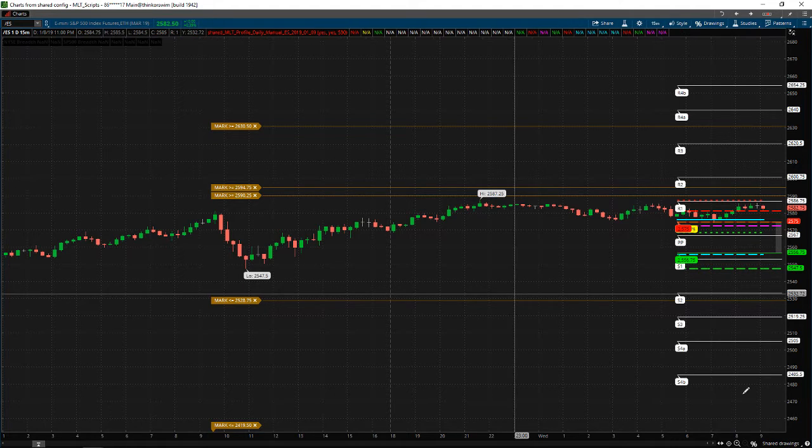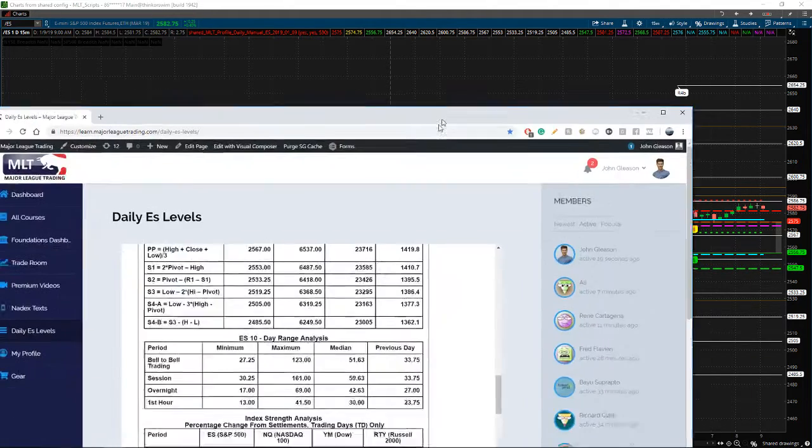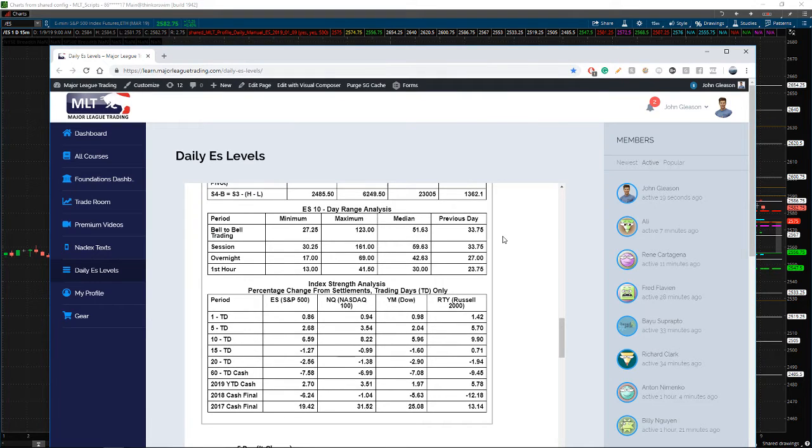For our 10-day range analysis, the previous day, guys, we had a 33.75 point range. Our median's been 51.5. The entire session, same thing, 33.75. So we do have range contraction here. We're seeing smaller and smaller ranges as we continue to rally, but they're all one-sided. Before, we had massive ranges, but they're a little more two-sided as we made those lows of the year, which were very dramatic. Overnight, 27 points. First hour was 23, all below our medians.